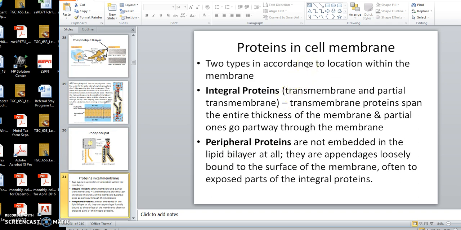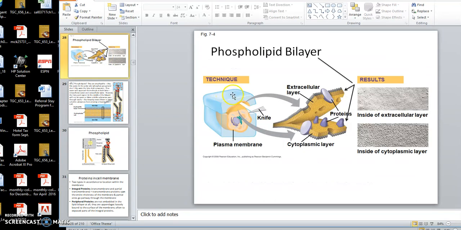Proteins in the cell membrane. Two types. Integral proteins can either be transmembrane or partial transmembrane. Now, a transmembrane means it goes entirely through. A partial means it goes most of the way through, but not necessarily all the way through.